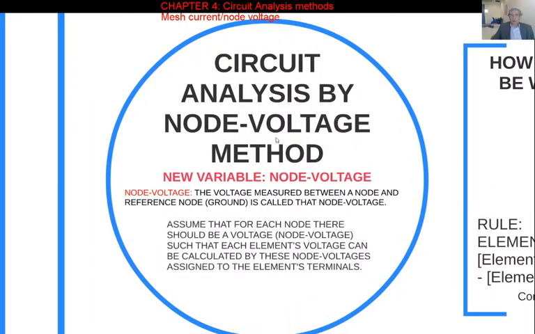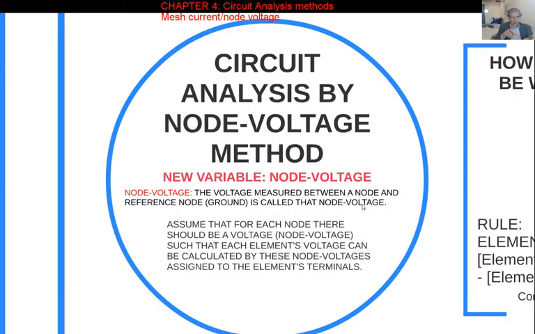Circuit analysis by node voltage methods. The new variable is node voltage. What is node voltage? The voltage measured between a node and the reference node is called that node's voltage. So for any node, there is a reference point. Reference node voltage is 0.